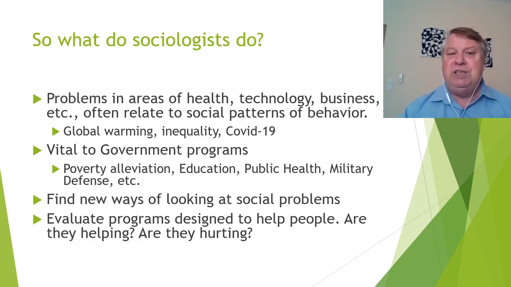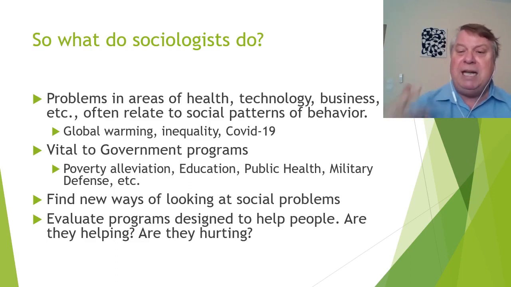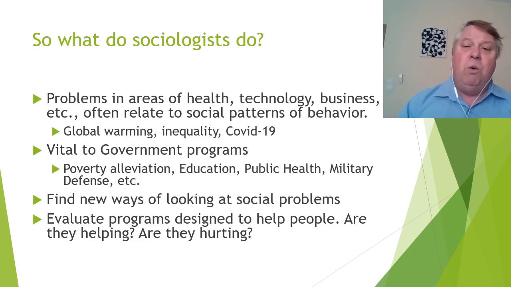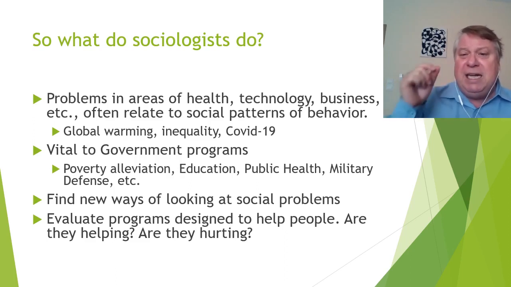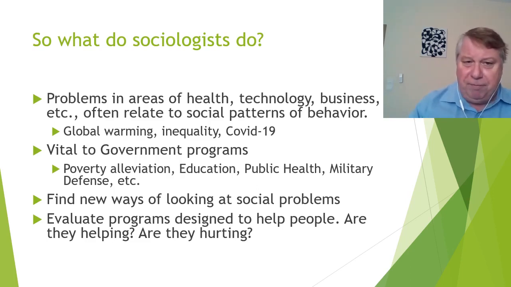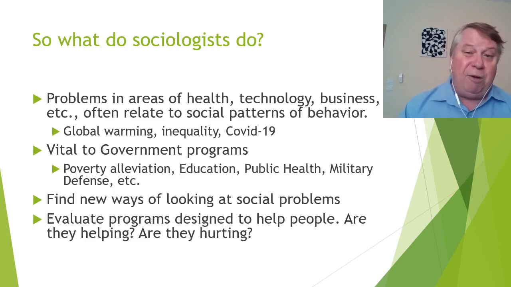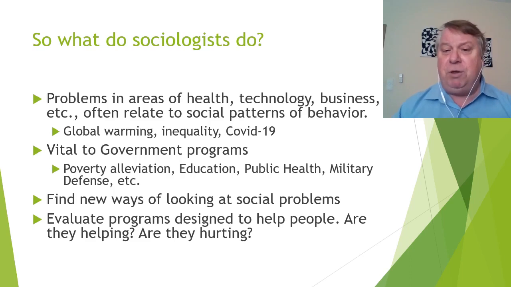One thing sociologists do is find new ways of looking at social problems. Again, applying the sociological imagination, applying the sociological perspective, not just saying, oh, look at that cute kid or look at that poor old man, but saying why? What is going on here? What is the context that is creating these forces? Because if there's a problem, it isn't an individual problem. It's a social problem. And they evaluate programs that are designed to help people. So many projects and programs exist, and a lot of money gets thrown at social problems. Do they help? Are they actually helping people or are they hurting people?